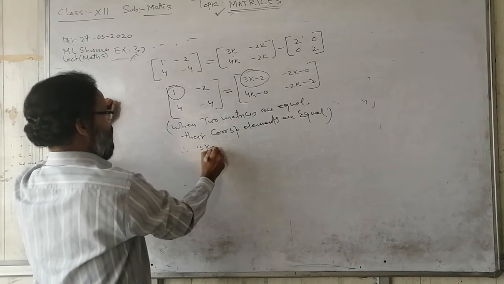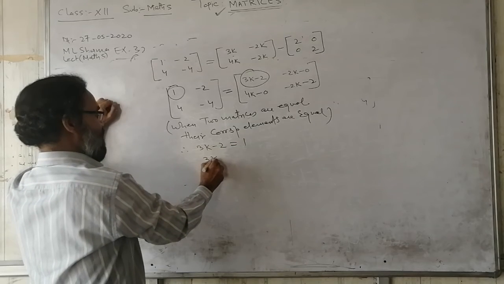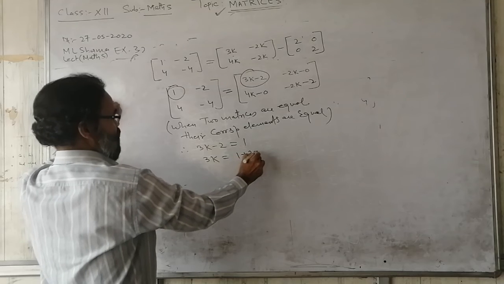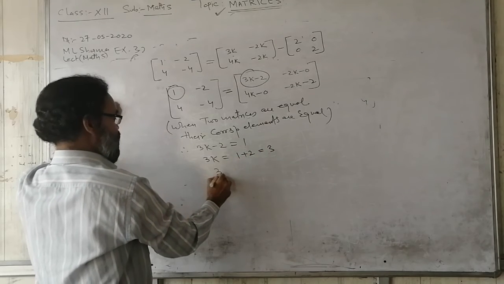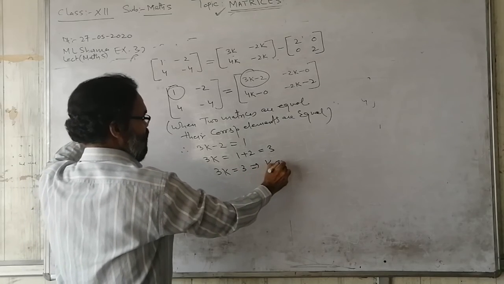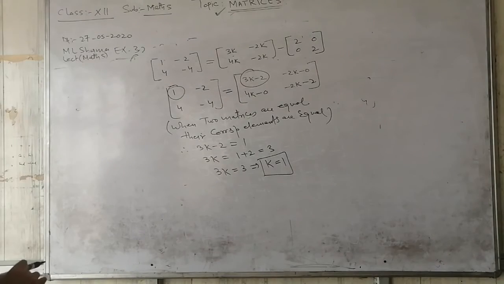So 3K minus 2 will equal to 1, or 3K equal to 1 plus 2. So this will be 3. So 3K equal to 3, that means K equal to 1. So in this way we can find the value of K.